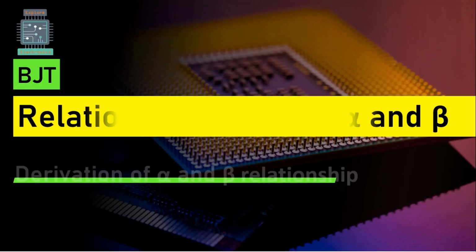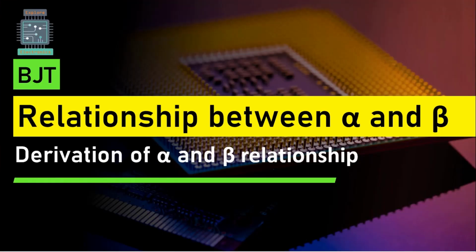Hello everyone. In the previous video we have seen common base and common emitter amplifier configurations. Let us derive the relationship between alpha and beta of BJT. So first let me write the current expression.